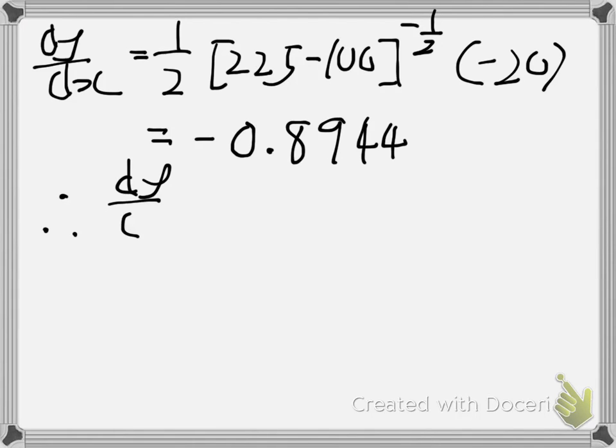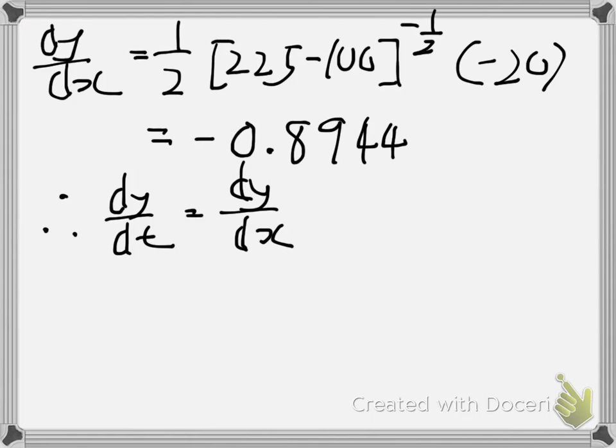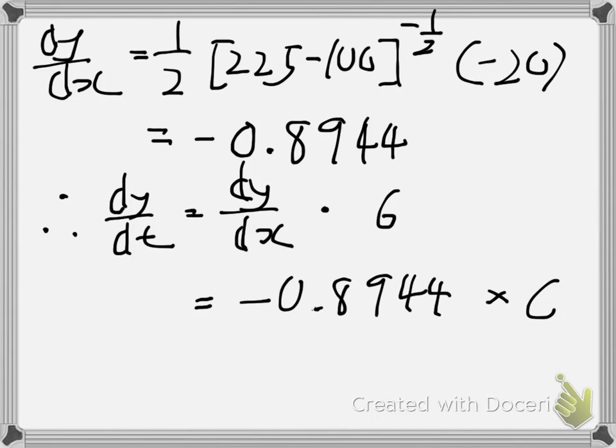Oh sorry, it should be dy dt. So make sure you recheck every step when you are doing math, so that you won't lose any marks over here. So it should be dy dt equals to dy dx times 6, which is provided, and then we put in minus 0.8944 times 6.